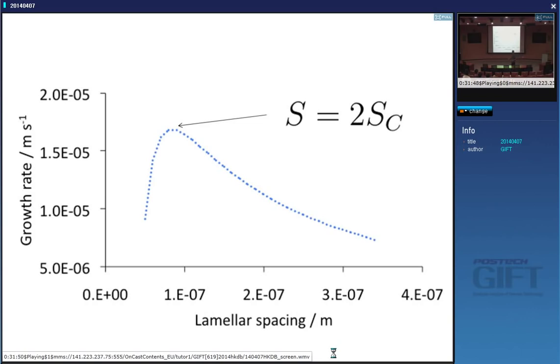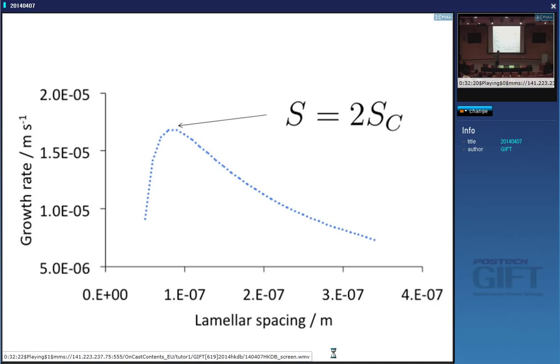And actually, if you get too large a spacing, then the pearlite will subdivide and reduce the spacing. So you get branching of the cementite lamellae happening. Okay, so that basically covers the theory for pearlite. And I've assumed here that we have a binary alloy, iron and carbon. And when that is the case, there's no change in the composition of the austenite.